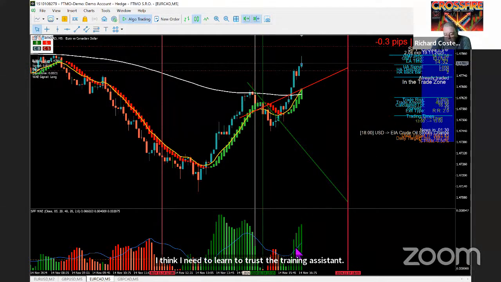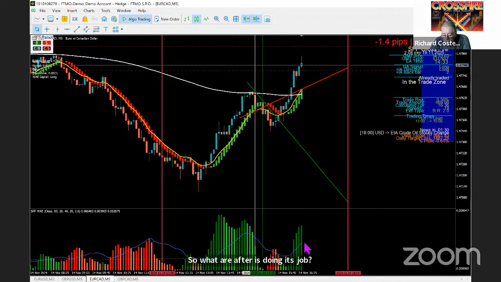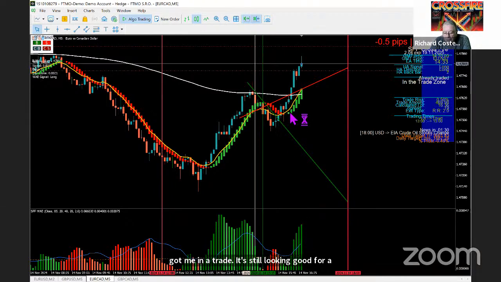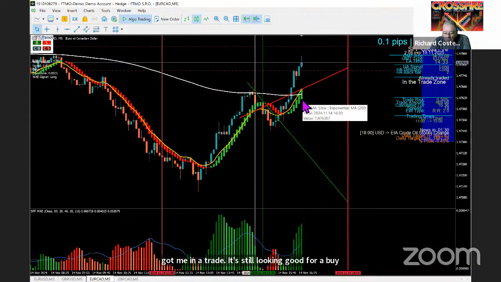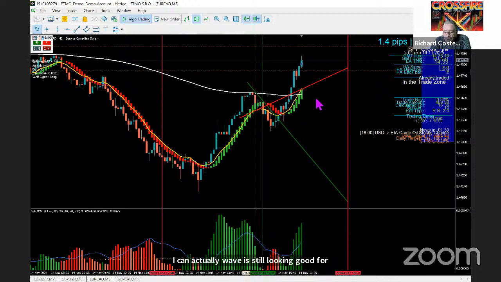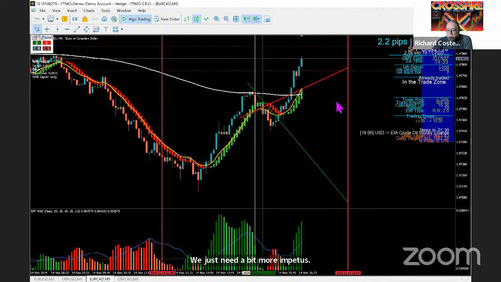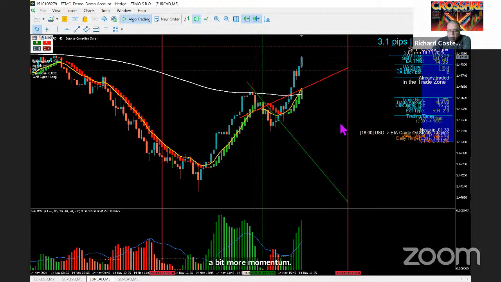So my Watt-Atta has done its job. It's got me in a trade. It's still looking good for a buy. The Heikin Ashi wave is still looking good for a buy. The 13 is definitely moving away from the 200. We just need a bit more impetus, a bit more momentum. It would be nice to get a win on the live.